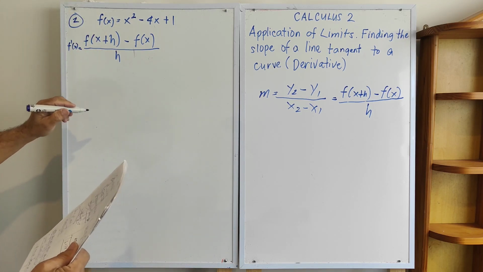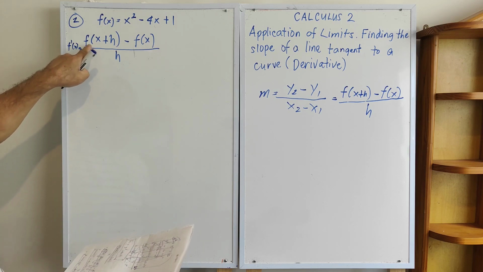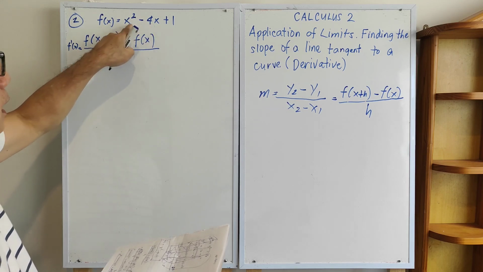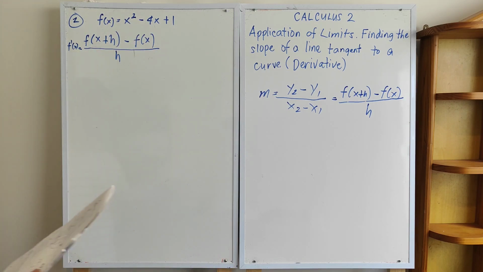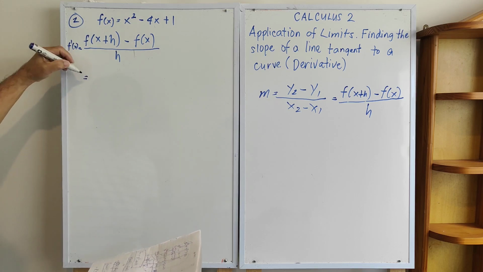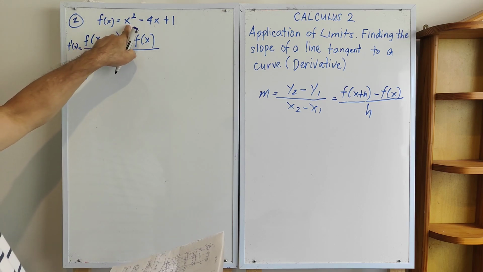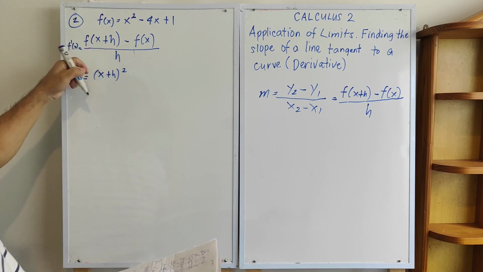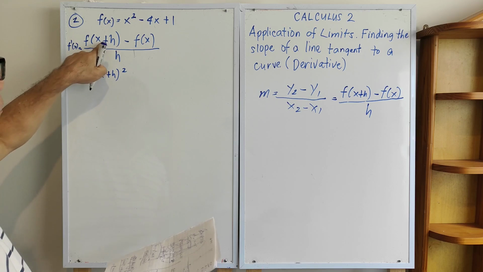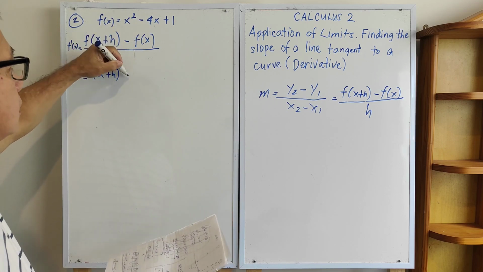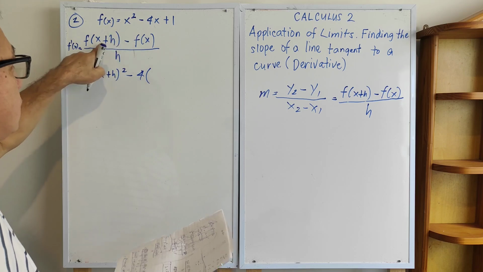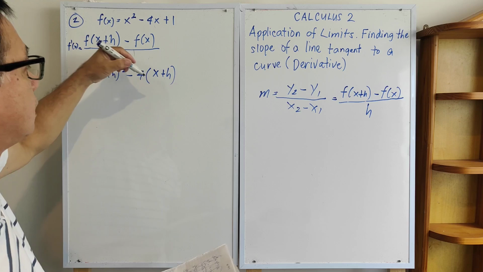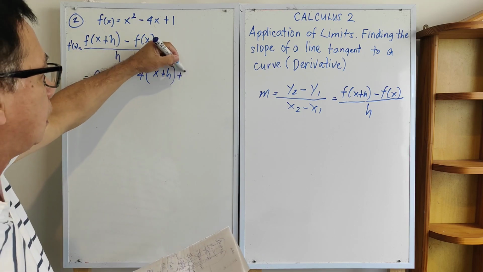Now, for the function of x plus h, you will replace all the x's with x plus h. So we have x plus h squared. We replace this one inside of this one. Minus 4, instead of x, we put x plus h, plus 1.